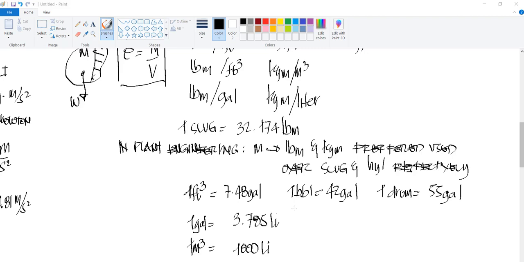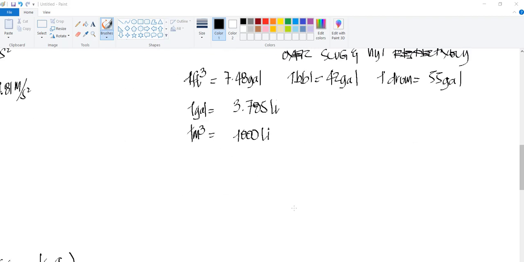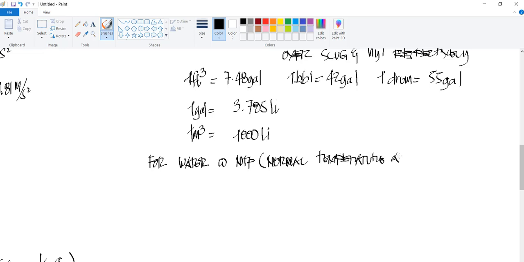Next we go to properties of water. For water, we have NTP, which is defined as normal temperature and pressure.